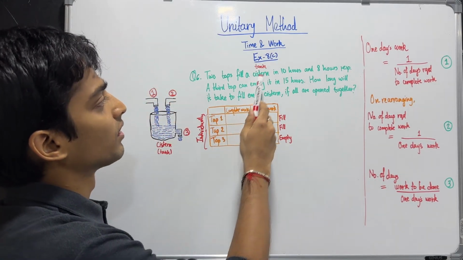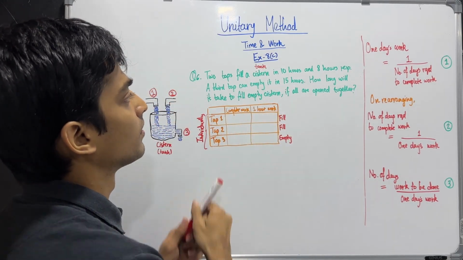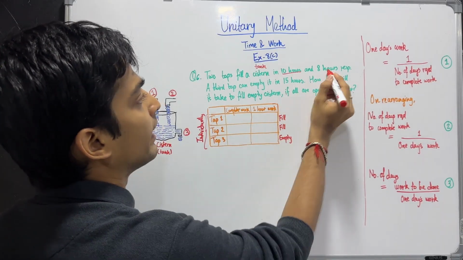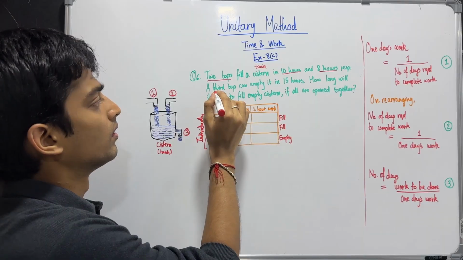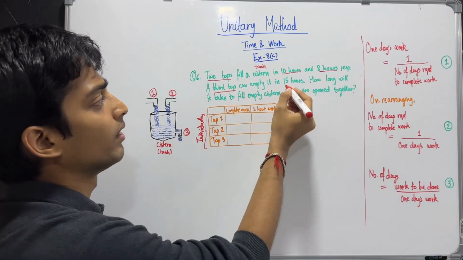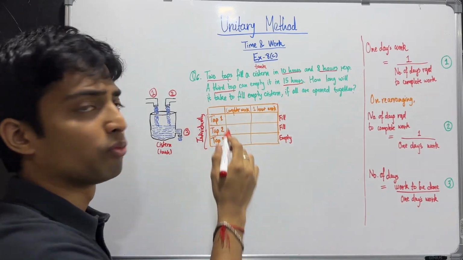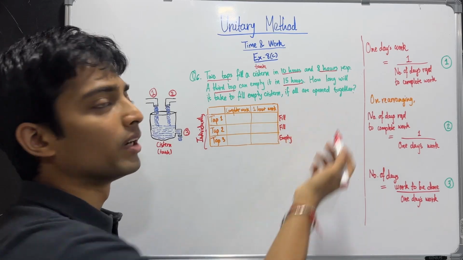Question 6. 2 taps fill a cistern or a tank in 10 hours and 8 hours respectively. A third tap can empty it in 15 hours. How long will it take to fill the empty cistern if all are open together?